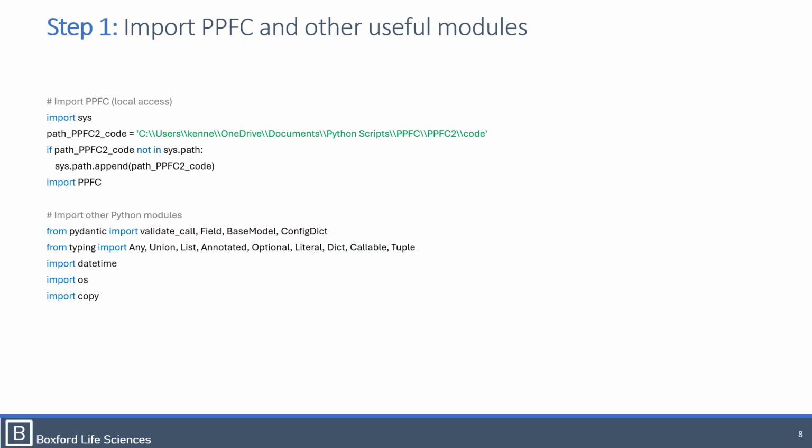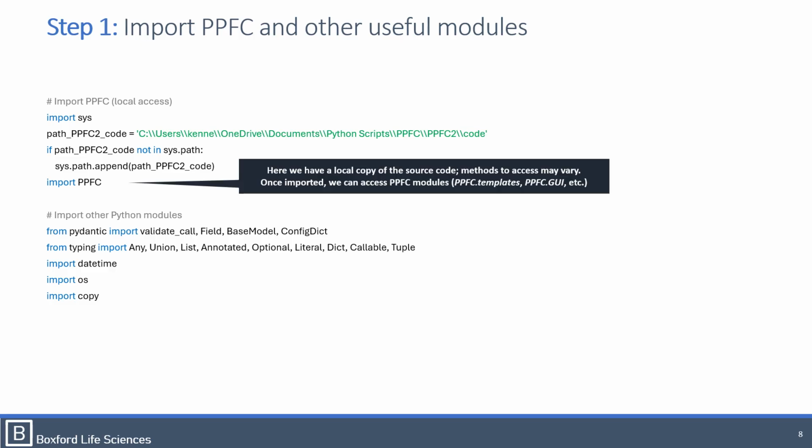So now we're going to go through step by step and see what a Python script looks like that defines this model and then runs it. The first step that we have in here is we're going to import PPFC. PPFC, we use it like any other module. Here we code it in a way where we have local access to all the source code. In other situations, we may have a different approach in order to access it. But the fundamental thing to understand is you import this like any other module, use it in a Python file, and then you have access to all the different components within it, modules, PPFC templates, PPFC GUI, etc., that are aspects of PPFC that we're going to use in order to build and run the model along the way.